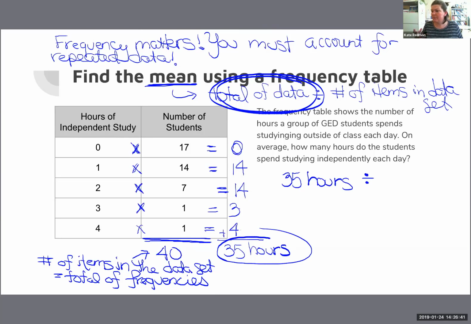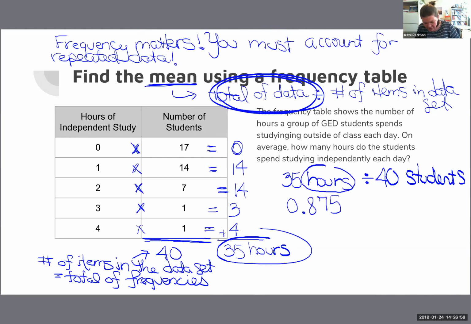Well, what was the number of items in the data set? It was my 40 students. Now, of course, we've already done 35 divided by 40. We did it on the first slide. We know it comes to 0.875, but I want you to notice something about the wording. The units, knowing the units up here will help me to know what this 0.875 represents. It represents hours. I stole my first unit. And divide can be signified with the word per.